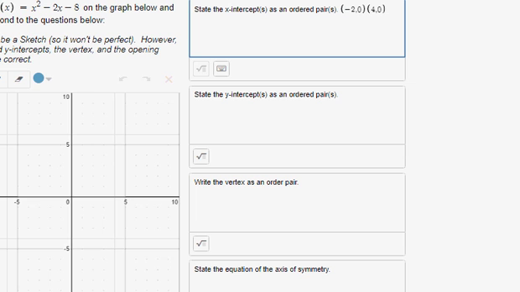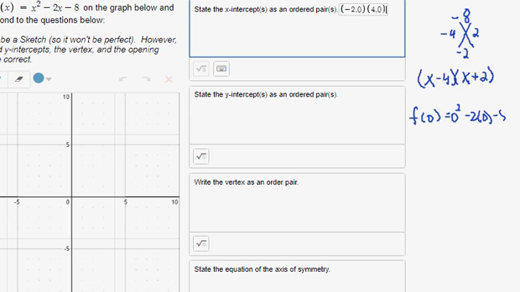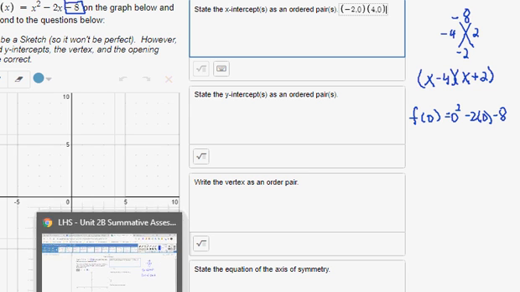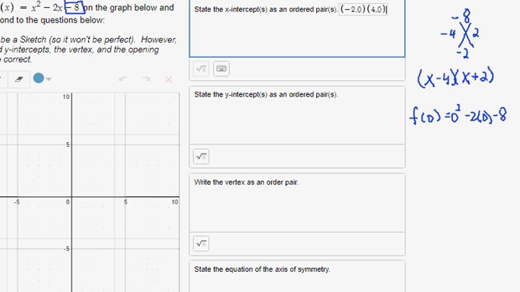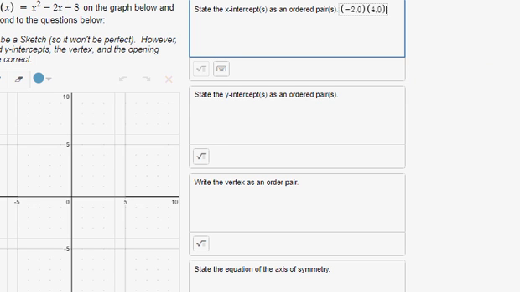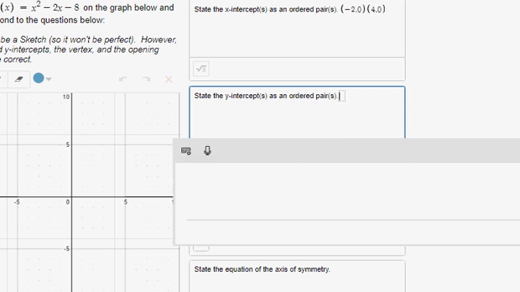Okay, next up, the y-intercept or intercepts, if we have more than one. Of course, functions can only have one y-intercept. So our y-intercept, we're talking about f of 0. So we have 0 squared minus 2 times 0 minus 8. And if you remember the shortcut I told you about, once you put in 0, your y-intercept is always going to be that number right there. We just have to make sure we write it properly as (0, -8).